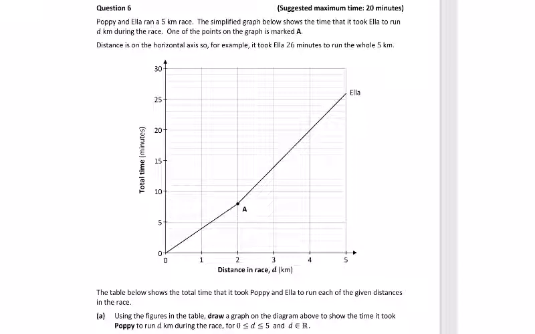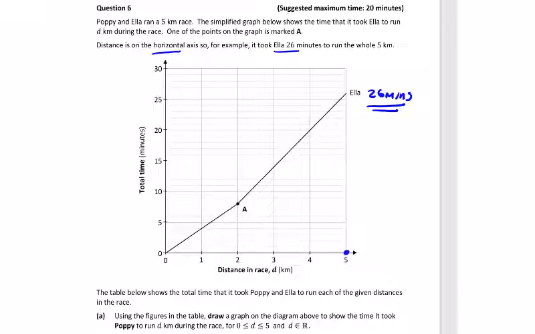So here we have another real life graph. Poppy and Ella ran a 5k race. The simplified graph below shows the time it took Ella to run d kilometers during the race. Here we have 5k. Here we have the total time in minutes. Looks like just one above 25, 26 minutes for 5k. Distance is on the horizontal and it took 26 minutes. You can see here in the question.